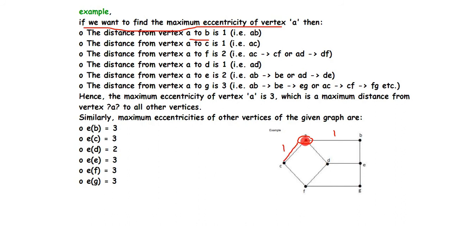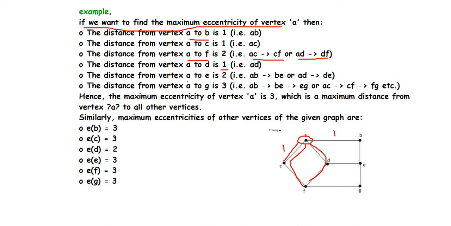The distance we are traversing: if you want to go from A to E, A to C, A to D, A to B, A to E, that way. So we're checking the eccentricity from the vertex A. A to F, we have two ways, that is ADF as well as ACF, the shortest path, ACF and AD, that is DF. So A to D is also 1.